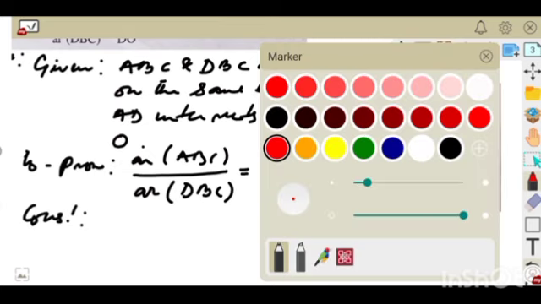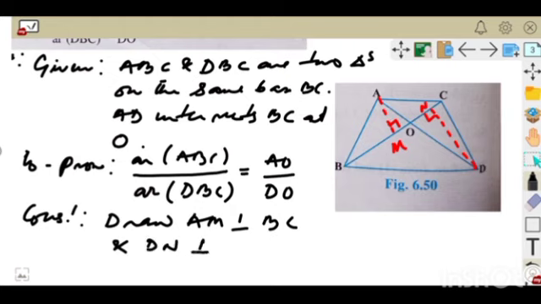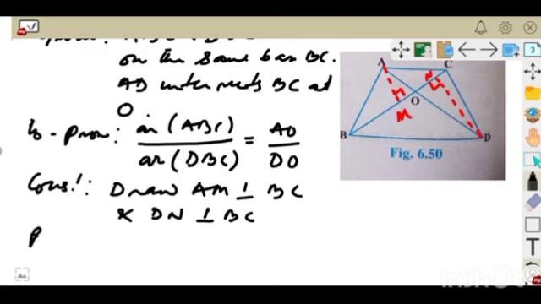So in the construction I'll write: draw AM perpendicular to BC, and DN perpendicular to BC. I have done till the construction. Next we have procedure. In procedure, what are we going to write?